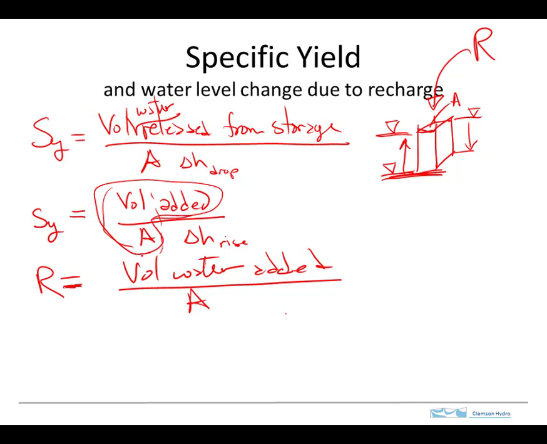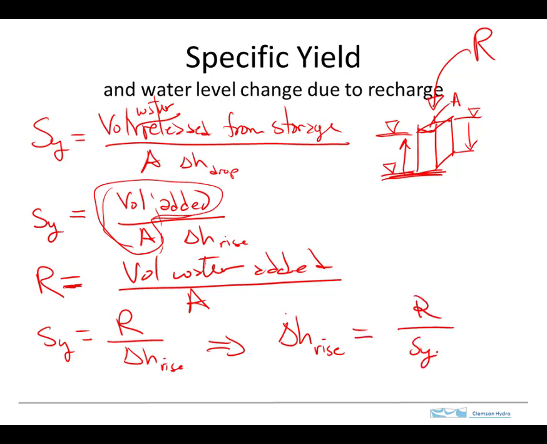Okay, so the specific yield for a recharge case would be the recharge divided by the rise in the water table. Okay, so what we can do then is to say, well, that leads to this. The rise in the water level due to recharge is equal to this.